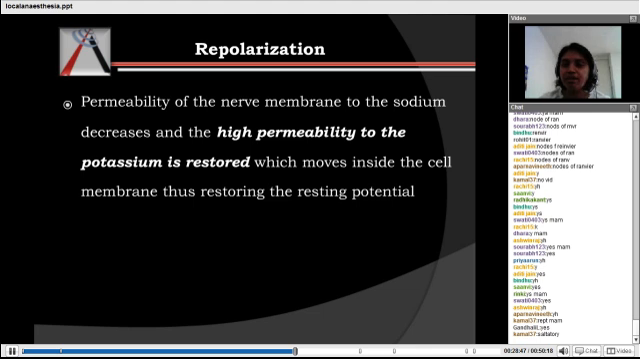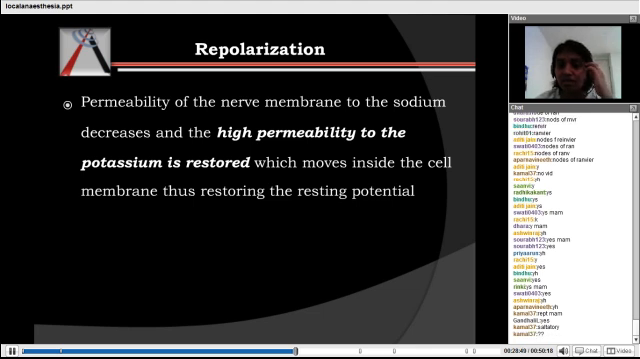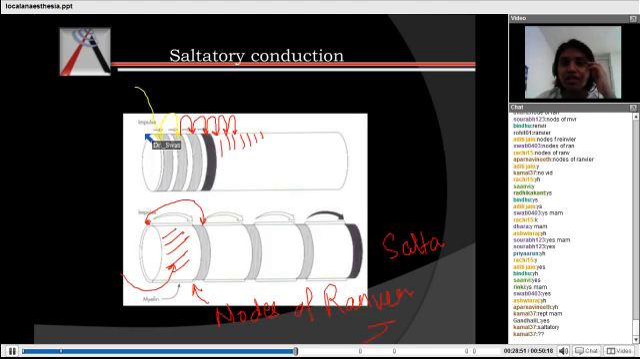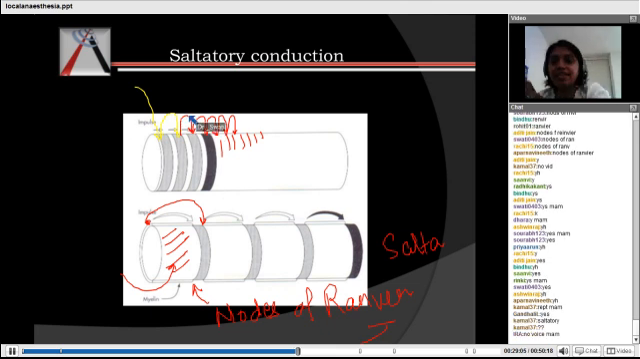What do you want me to repeat, Kamal? Depolarization? Saltatory conduction? In saltatory conduction, if you see, it's very simple. This is a nerve which doesn't have any covering. So whenever the impulse goes, it doesn't jump. It just travels from one area to just the adjacent areas.